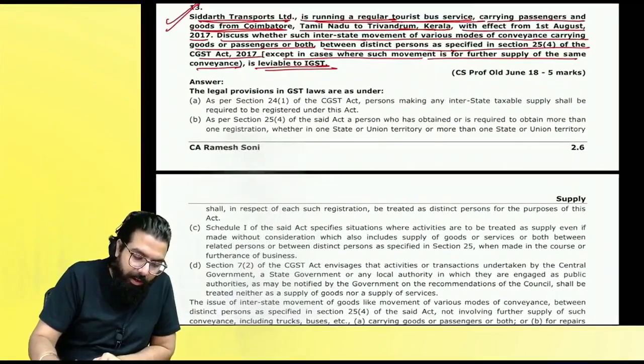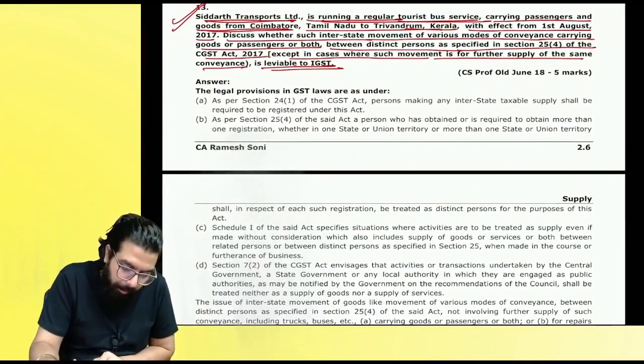This you have to go ahead and read again at home. Please practice it at home, everyone. Next.